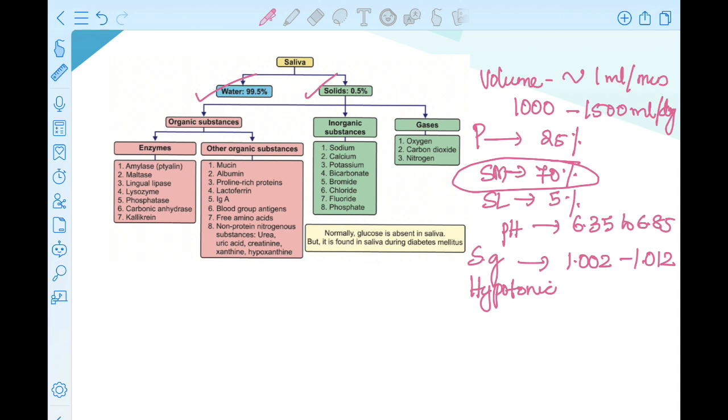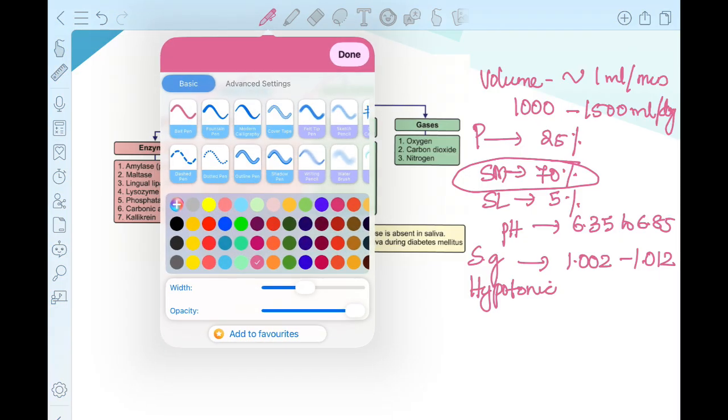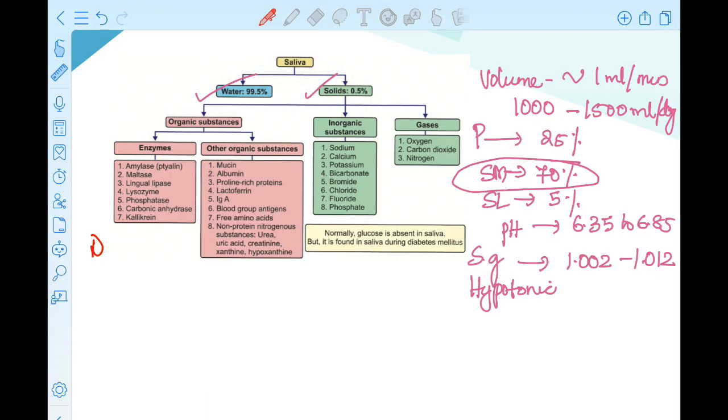So, what are the basic functions? You can write the functions of saliva by just looking at the composition of saliva, because most of the things here, for example, the digestive function, that is one of the most important functions of saliva, digestion.